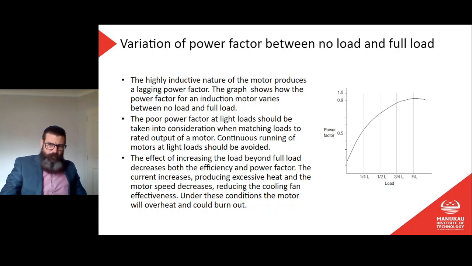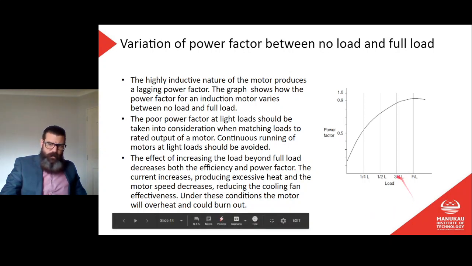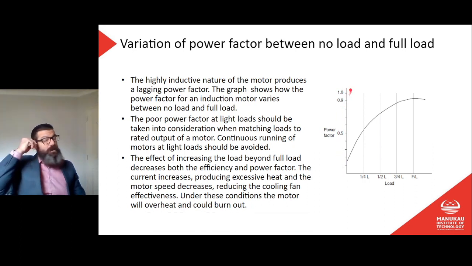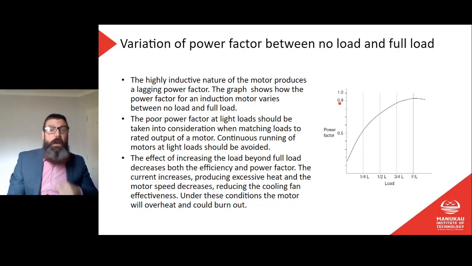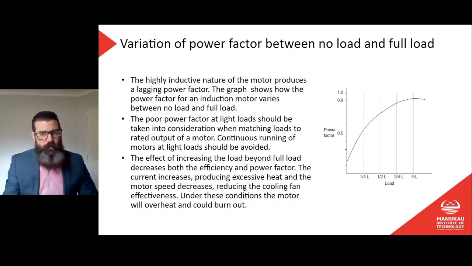So the horizontal axis of this graph is our load: quarter load, half load, three-quarter load, full load. And this is our power factor here. Remember, we want our power factor to be as close to 1 as possible. That's unity. Any power factor below that means that we are paying for power that we don't get to use.